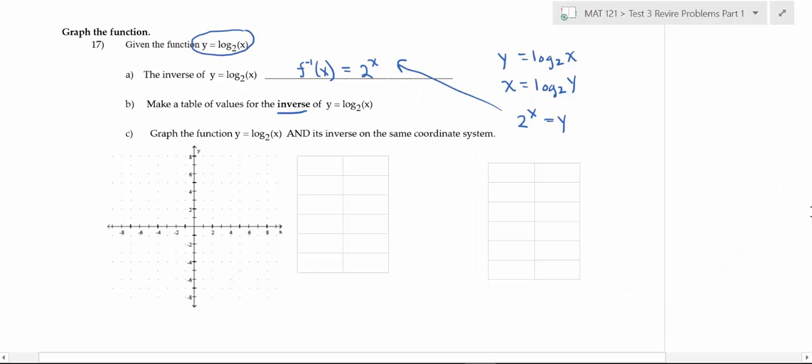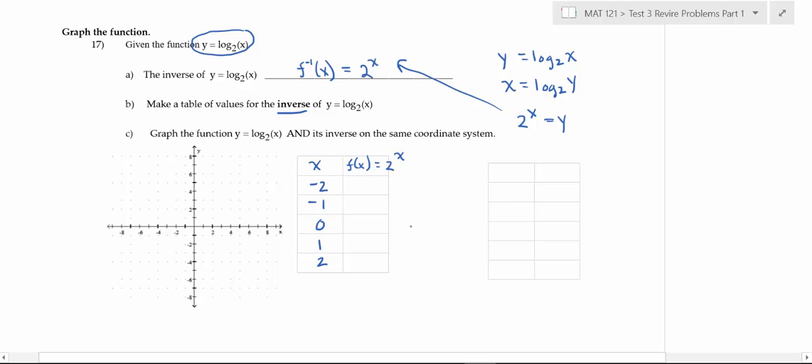So here's what I want to do: let's make a table of values for the inverse. One of the things I said is that when you graph a logarithm, it's a lot easier if you graph its inverse first. So we're going to make a table of values and graph f of x equals 2 to the x. That's the inverse that we found. So let's just use -2, -1, 0, 1, and 2. Those are the typical values you use for an exponential function.